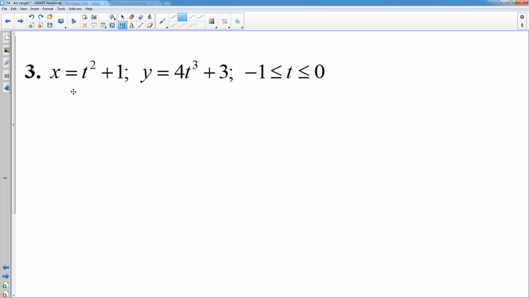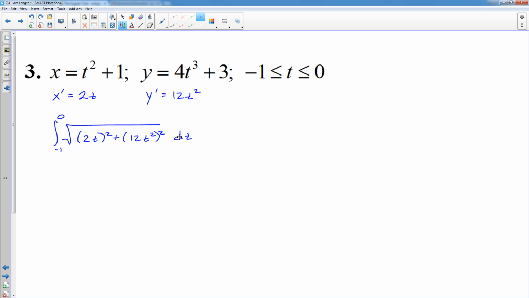Here we have a parametric function, and for parametric we need to find each derivative. So x prime is going to be 2t, and y prime is going to be 12t squared. And so when I throw this into the arc length formula, it would be, from negative 1 to 0, the square root of my derivative of x squared plus my derivative of y squared, dt. So there's our setup, x prime squared plus y prime squared, dt. And again, we'll just throw that in the calculator.